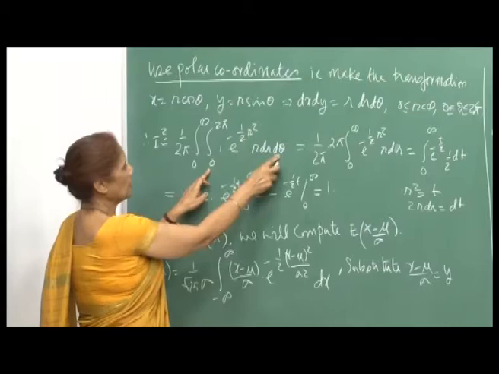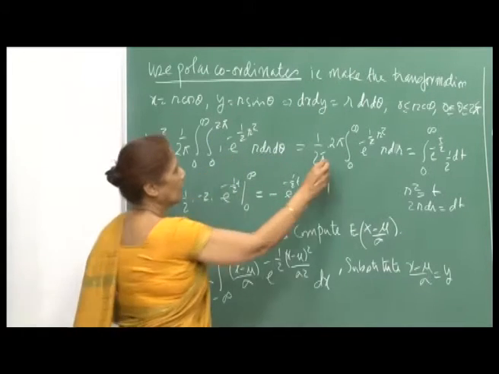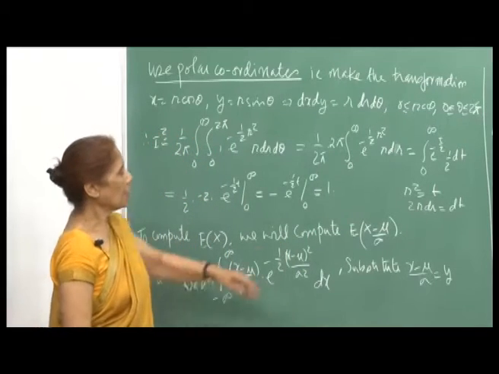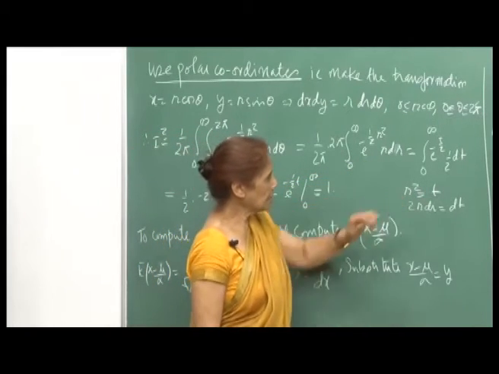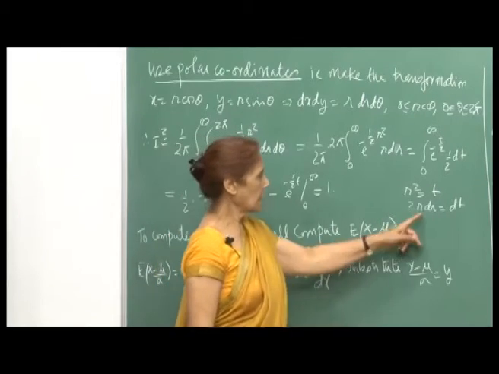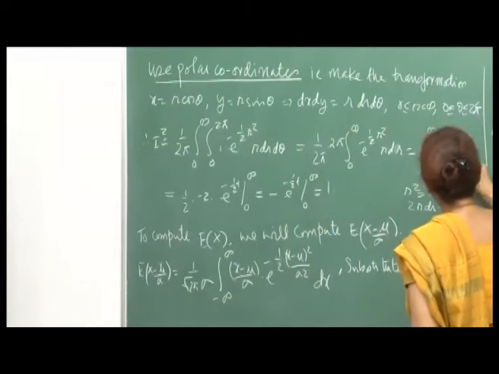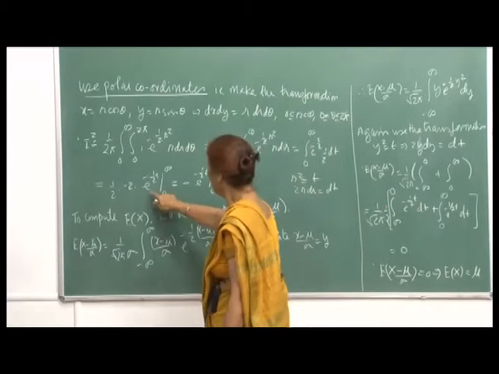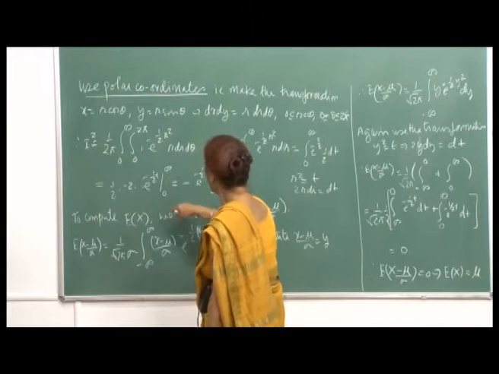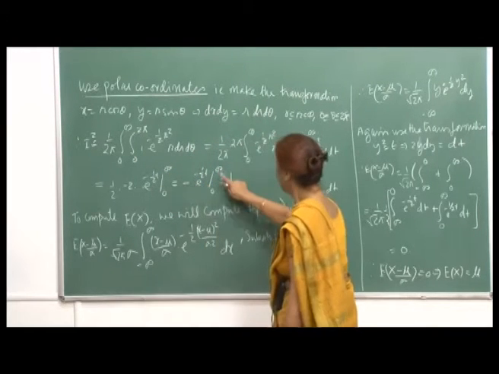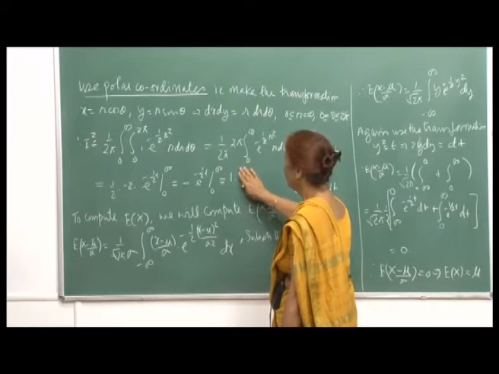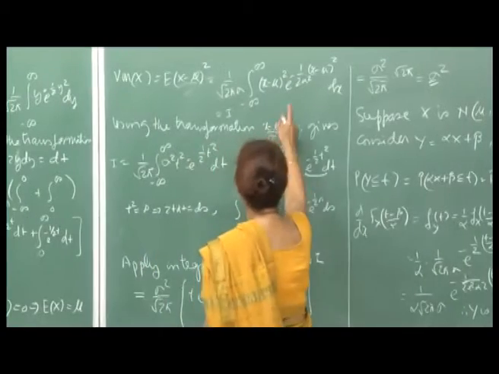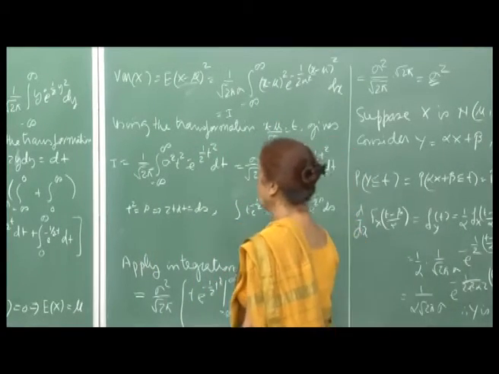So, with respect to theta, this just integrates to 2 pi, which I have written here, and then it is only integration with respect to r, and to integrate this I make the transformation r square is equal to t, and this helps me to reduce it further. This is minus 2 times e raised to minus half t from 0 to infinity. So, this reduces to 1. So, we have verified that the normal PDF that we have defined is a valid PDF.